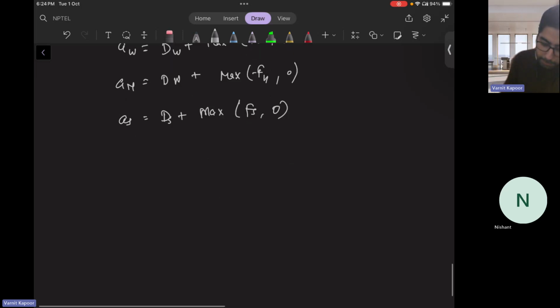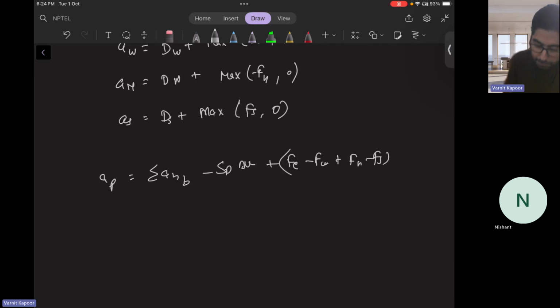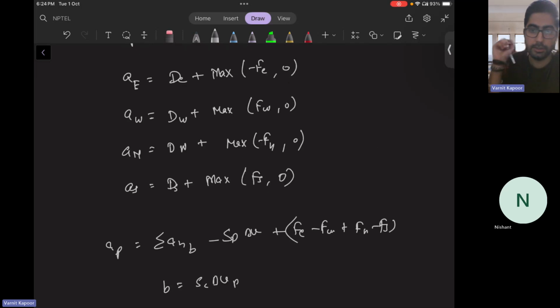And your aP will be the summation of aNB minus Sp delta V plus Fe minus Fw plus Fn minus Fs. And the b term will be Sc delta V. If you discretize and rearrange all those terms, this will be your equation.